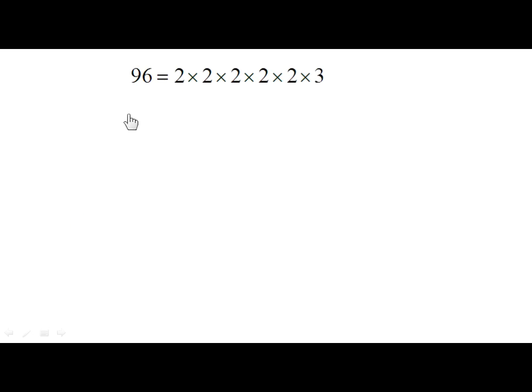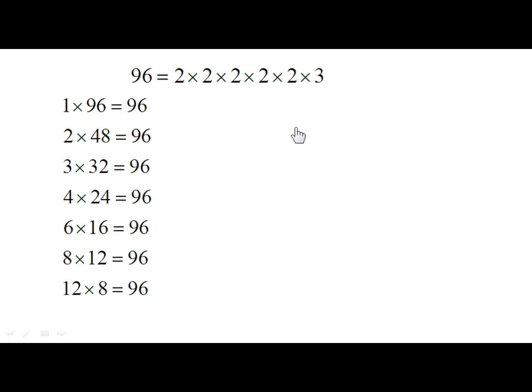Now with the help of this prime factorization, we will write all divisors of the number 96. Since 1 is a divisor of all natural numbers, we start with 1. 96 can be written as 1 into 96 is equal to 96. Then we move ahead. 2 is the next number which divides 96, so we write 2 into 48 is equal to 96. Then the next number 3 also divides 96 because 3 is here in this list, so 3 into 32 is equal to 96.